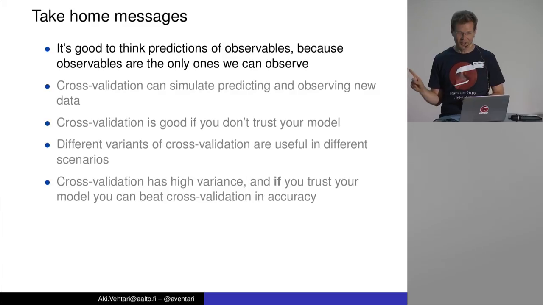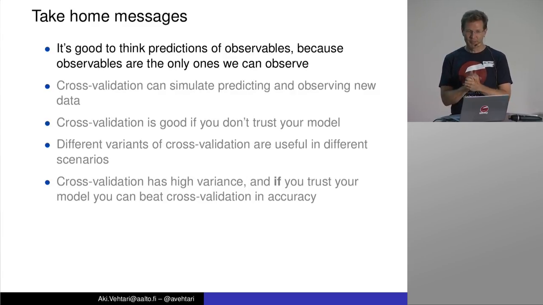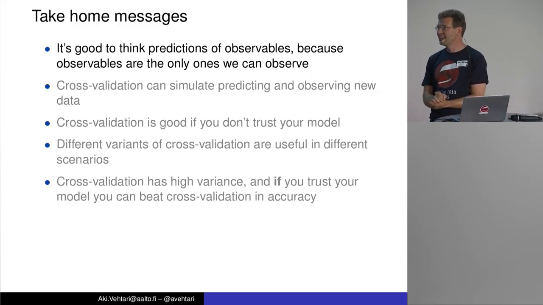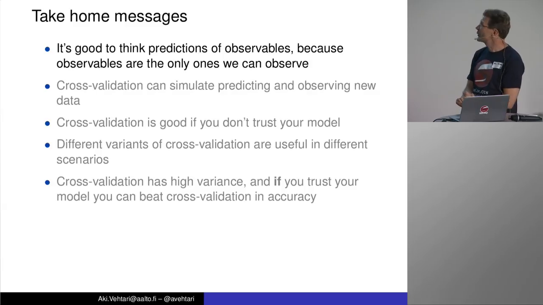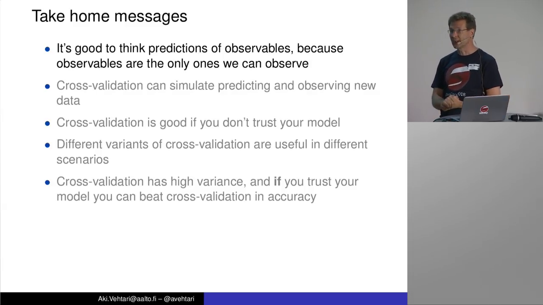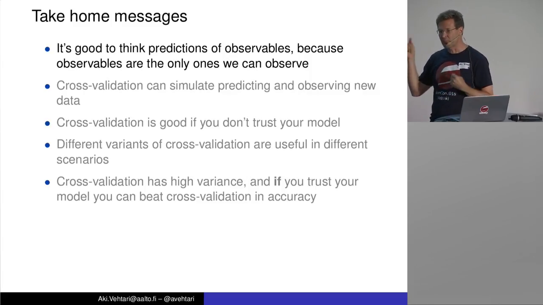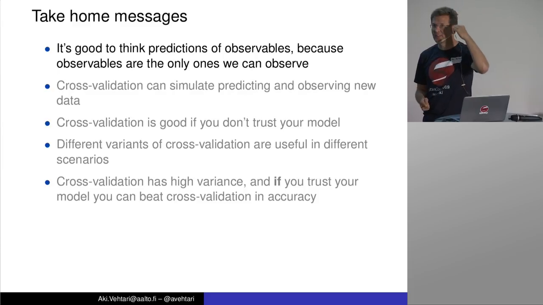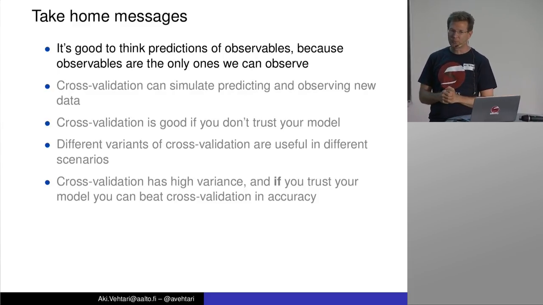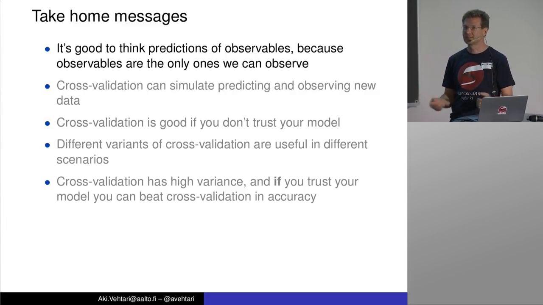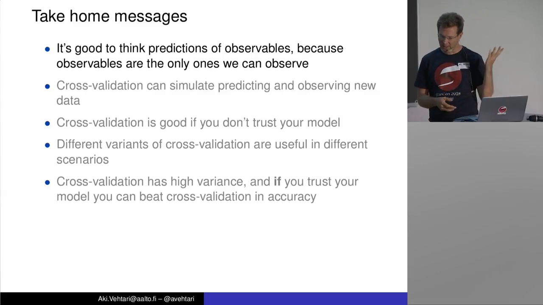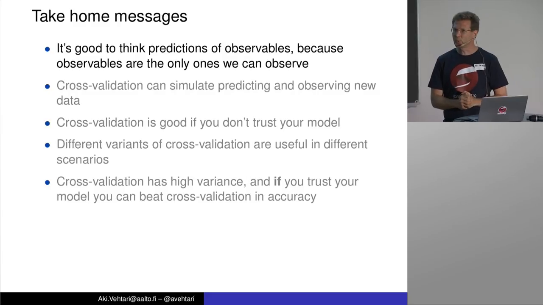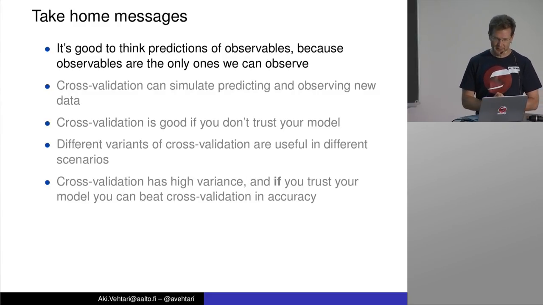So, last slide. It's good to think about predictions of observables, because observables are the only ones we can observe. We usually can't observe the true parameter values later, but we often can observe more data. Of course, Richard works in anthropology, and it's unlikely that he could observe more data from the studies he's working on, like the ancient civilizations and how many tools they have developed. Difficult to replicate. But still, it can be useful to think, what if I could get these new observations?